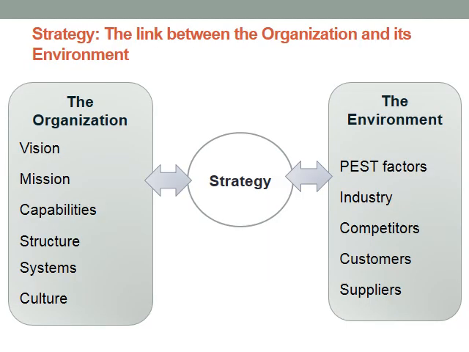Right. Now in this slide, what I want to tell you is that strategy is the link between the organization and its environment. Or in other words, strategy connects the organization with the dynamics of the environment. Here in this slide, the organization consists of vision, mission, capabilities, structure, systems, and culture. These are internal factors, and these internal factors are going to be aligned with the environmental changes.